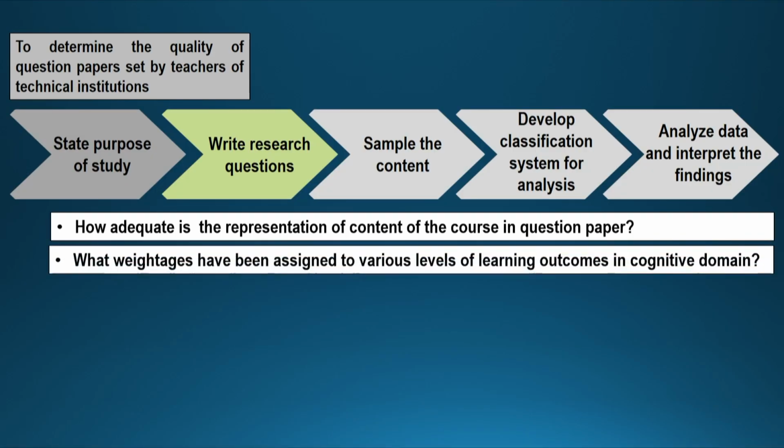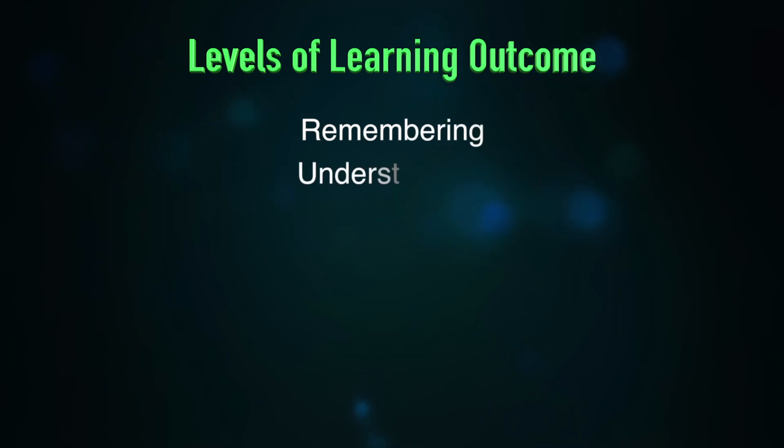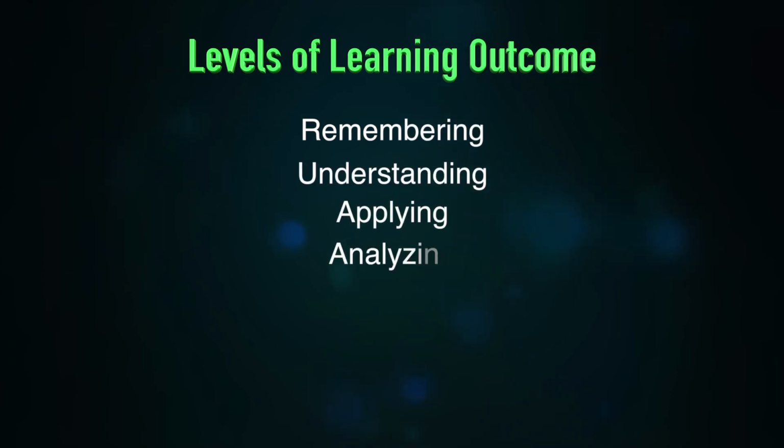Then what weightages have been assigned to various levels of learning outcomes in the cognitive domain. We are all clear that there are 6 different levels of questions, because learning outcomes fall in 6 different levels, that is remembering, understanding, applying, analyzing, evaluating, and creating. So you are interested in finding out how many questions assess remembering level learning outcomes and so on.